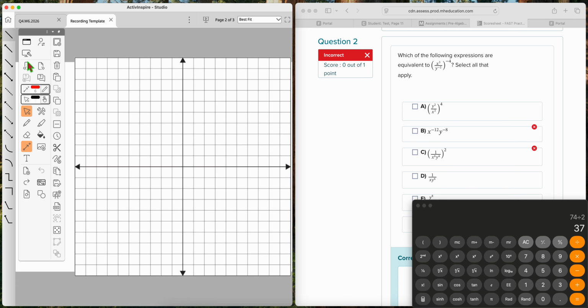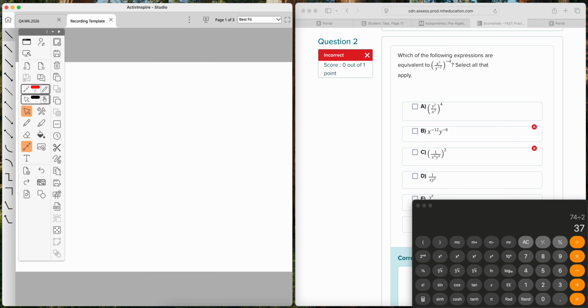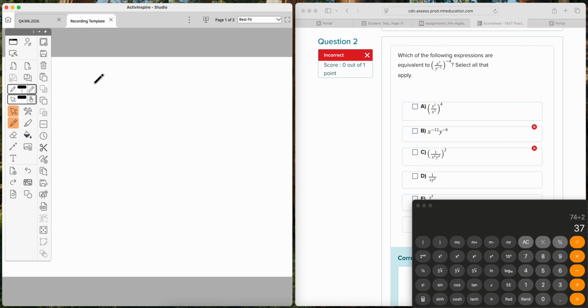Which of the following expressions are equivalent to (x to the power of 3 over y to the power of negative 2) all to the power of negative 4? Since they're using letters like variables, we need to use exponent properties. And this is kind of a long problem because you're also going to have to simplify all of these options down here.